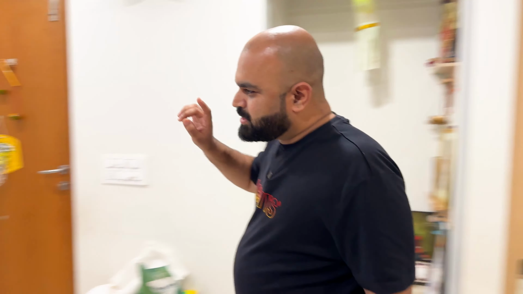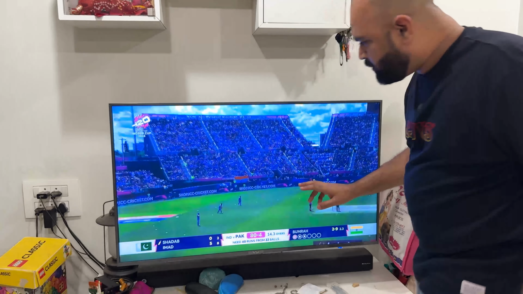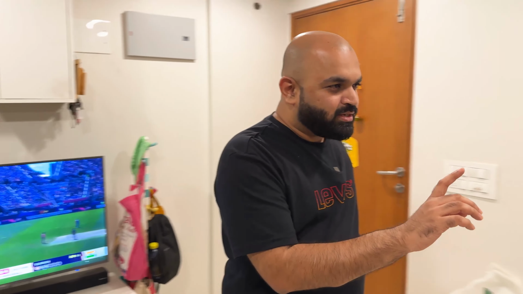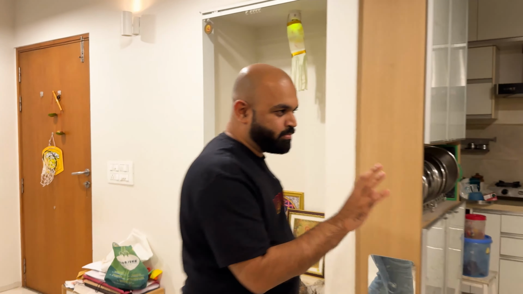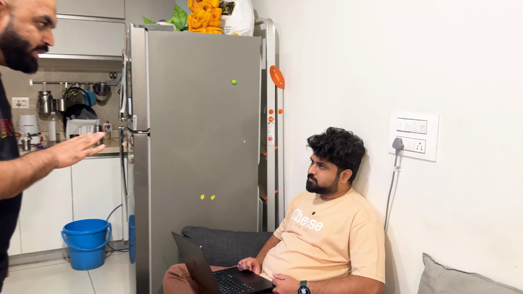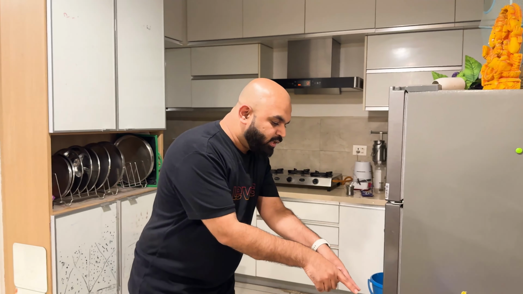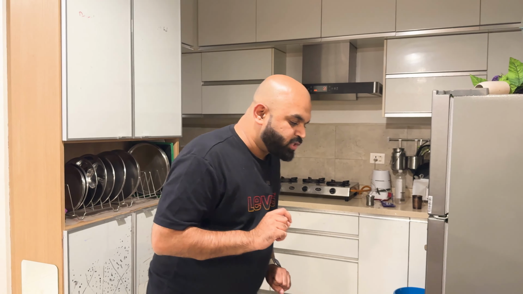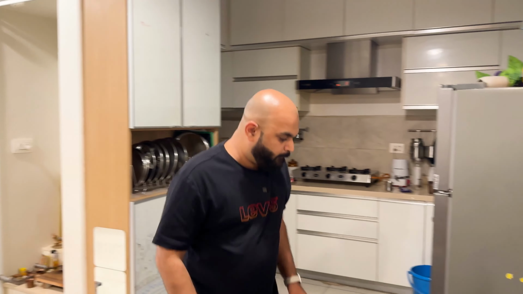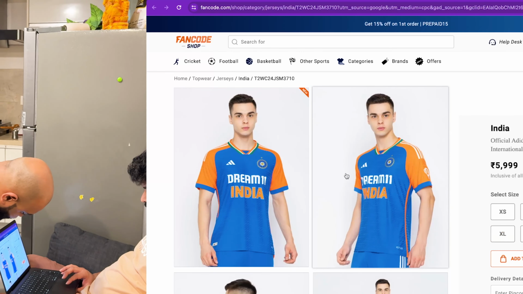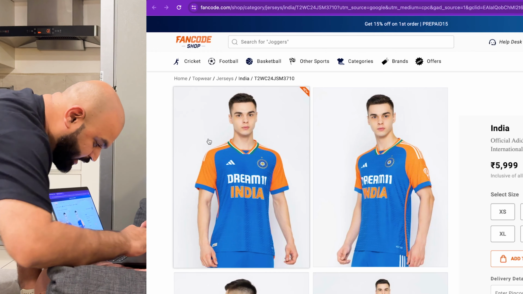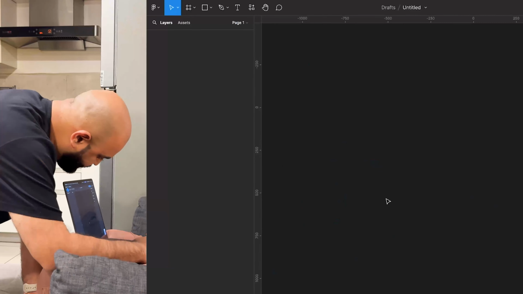Because this orange and that blue, there is definitely a very proper relationship between them. This is actually called color harmony. I'll explain, but do one thing. Google for that India team's jersey. Okay, go to that. Take a screenshot, go back to Figma, and pull that in.